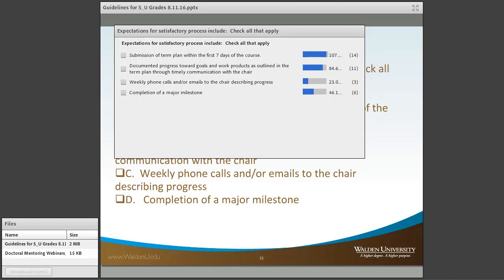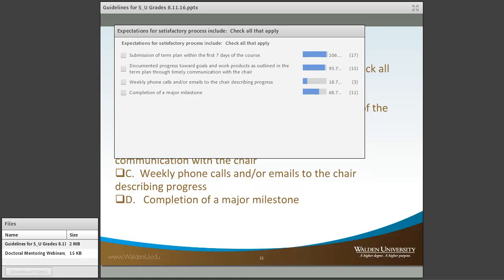Okay. And now we have our next question. It looks like people have responded to it already, which is expectations for satisfactory progress include. All right, we'll go ahead and end that poll, and then you can go ahead and talk about this one. Laura, Deborah, I don't remember which one of you were going to talk about this. Oh, Laura, go ahead.